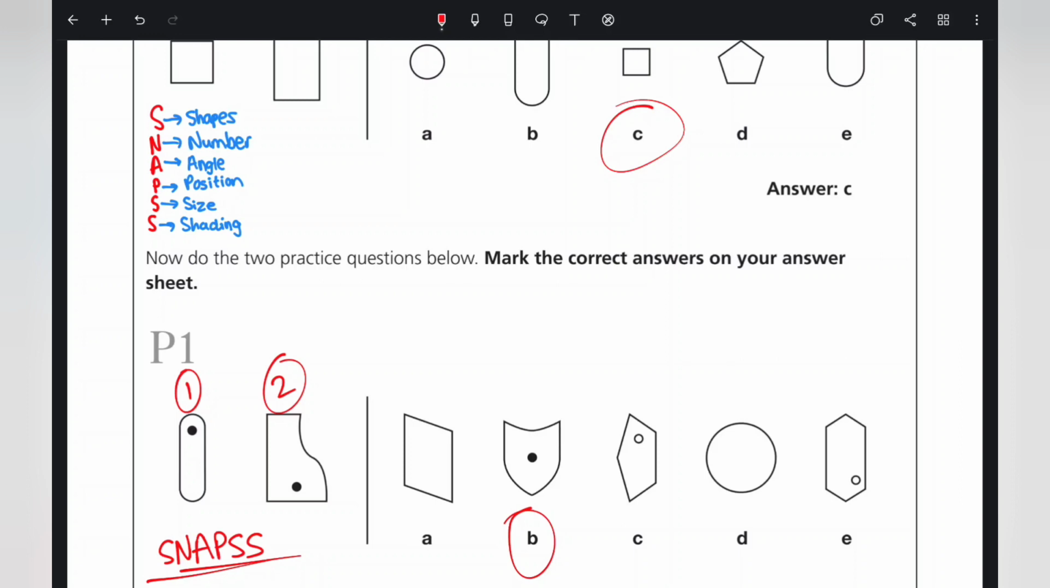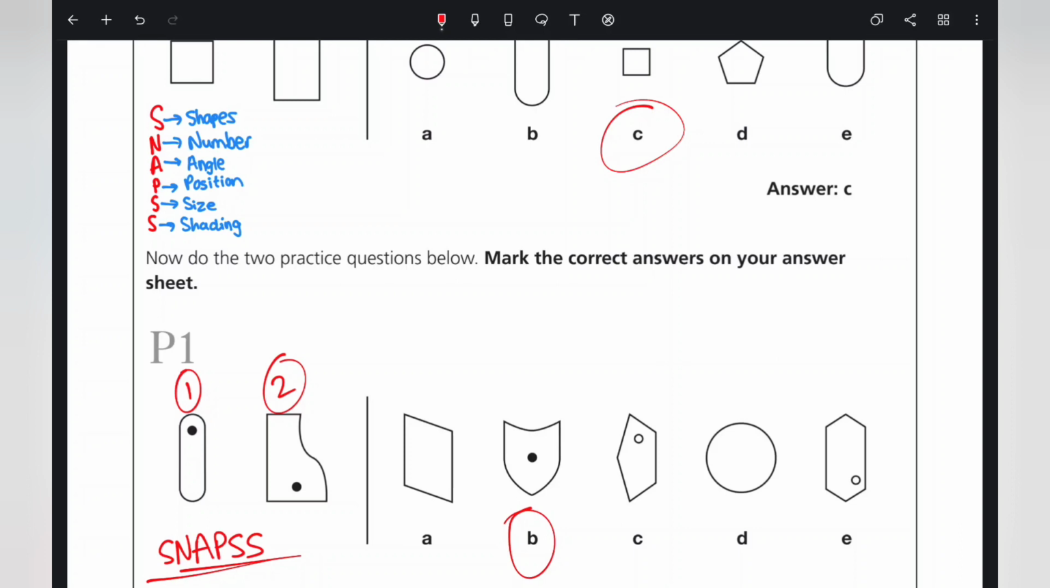Is it consistent? Is there a number pattern? Are they all even? Are they all odd? Does it increase by 1? Does it increase by 2? A is for angle. So what angle is it in? The shape is in 45-degree angles. Is it in a 90-degree angle? Is it on a straight line, 180, etc.?